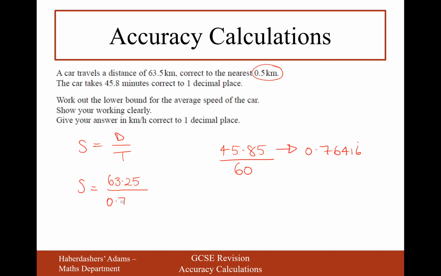So it would be 0.76416. On the calculator, I'll now do 63.25 divided by the answer button, and the answer to that is 82.8 kilometers per hour to 1 decimal place. So there we are, that kind of makes sense. If you've done 63.5 kilometers in about 3/4 of an hour, then it makes sense that you would do more in an hour.